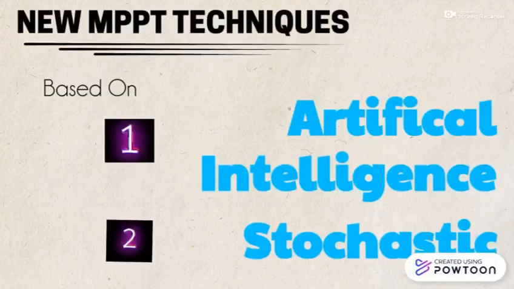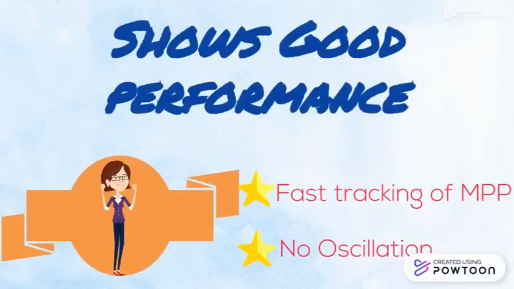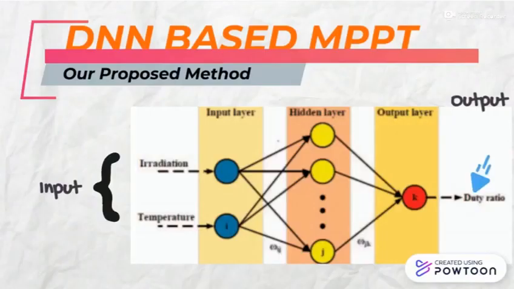A neural network is a type of machine learning which models itself after the human brain. Creating an artificial neural network via an algorithm allows a computer to learn by incorporating new data. These methods were proved to track MPPT without any oscillation. For the implementation of the DNN in this application, the input features are the irradiance and the temperature, and the output will be the duty ratio.